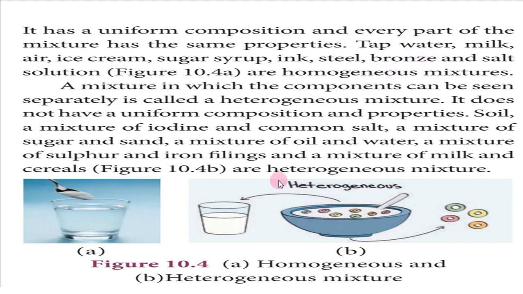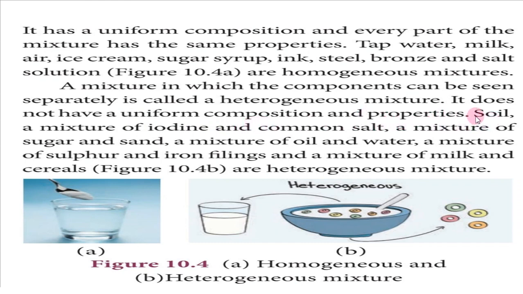Then heterogeneous: a mixture in which the components can be seen separately is called a heterogeneous mixture. So heterogeneous means any mixture in which we are able to see the components separately. In homogeneous they cannot be seen separately, but here we can see them separately. It does not have a uniform composition and properties, just the opposite of homogeneous.